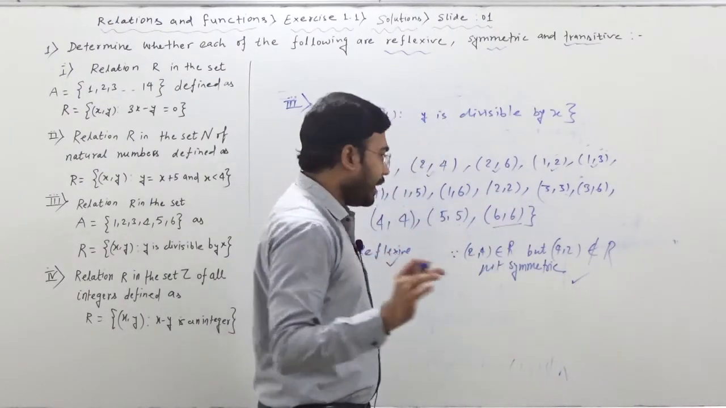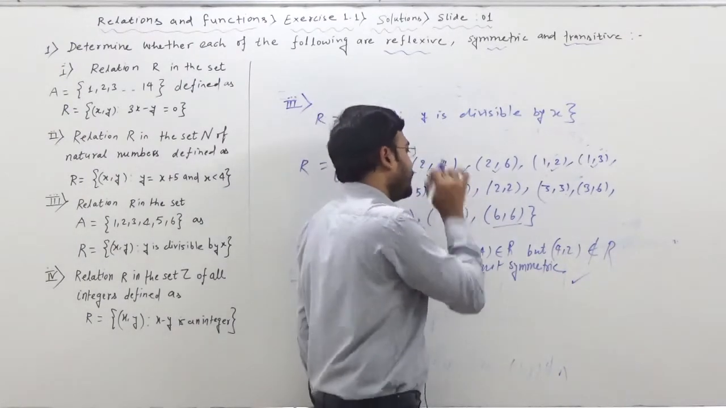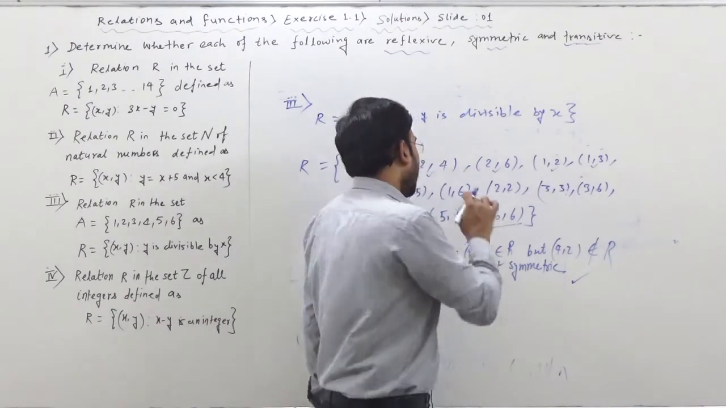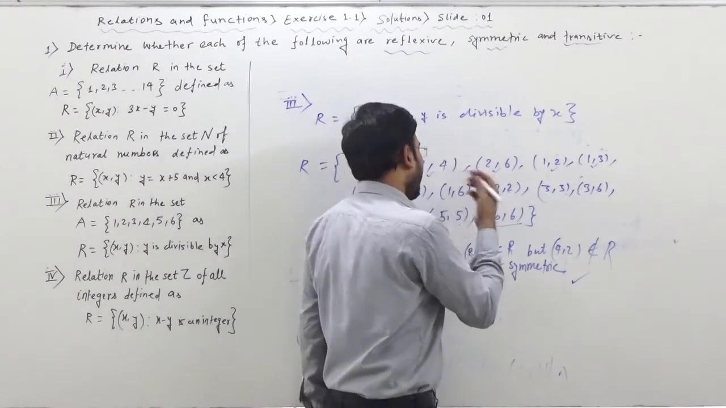Now we'll check for this 1 comma 6. I understand we have to check. It will take 2 or 3 minutes, but we have to check each and every element. Then only will we approve that this particular relation is a transitive relation. That's what we are doing for each and every element.